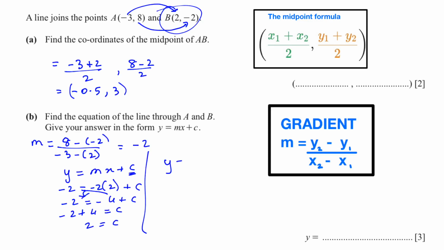After you find your c, you replace your gradient and your c. Gradient is negative 2, x, and c is 2. So we just replace the m and the c. This is the equation of the line.